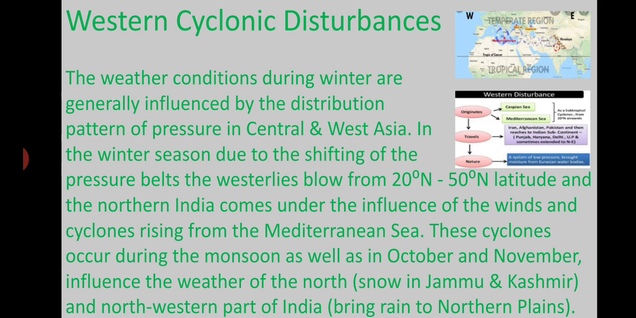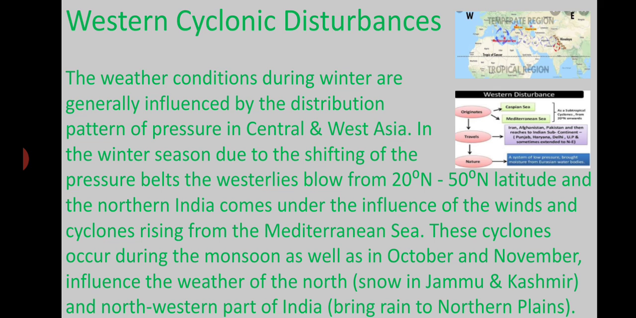The weather conditions during winter are generally influenced by the distribution pattern of pressure in Central and West Asia. In the winter season, due to the shifting of the pressure belt, the westerly blows from 20° north to 50° north latitude, and northern India comes under the influence of the winds and cyclones rising from the Mediterranean Sea.